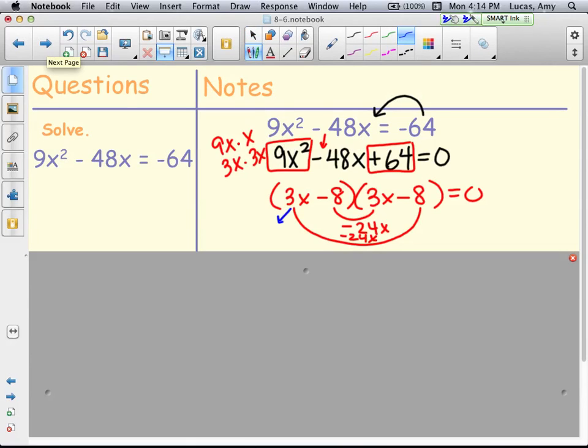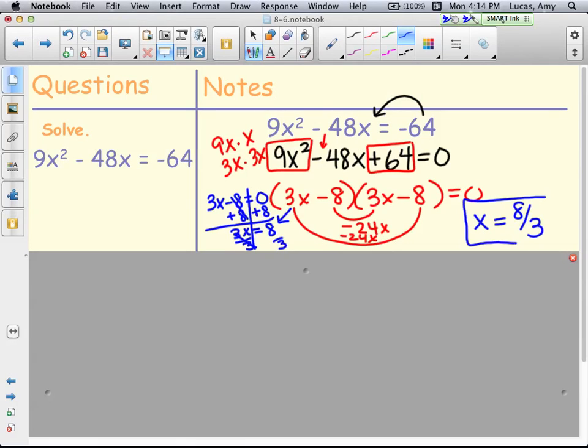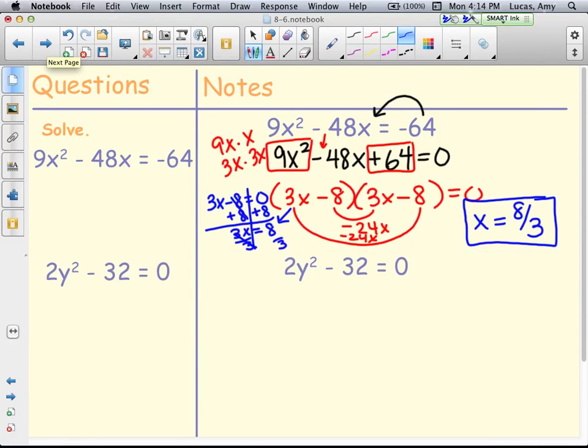Now, when I do the zero product property, I only have to solve one of these binomials because they're exactly the same. So I would add 8 on both sides and then divide by 3. So x equals 8/3 is my only solution because both of the binomials would give me the same solution.